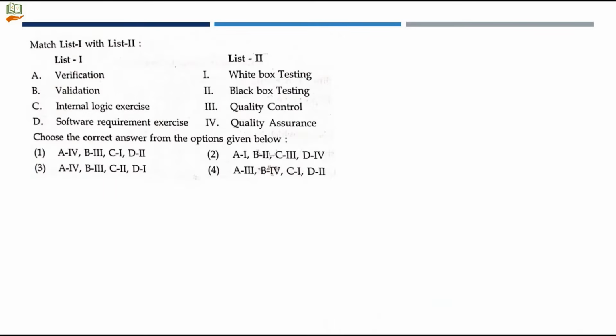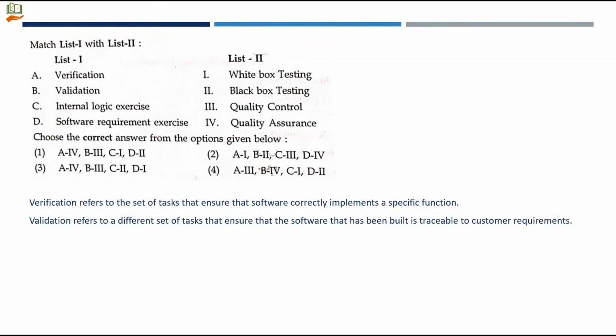Next question, match list 1 with list 2. What is verification? Verification refers to the set of tasks that ensure that software correctly implements a specific function. What about validation? It refers to a different set of tasks that ensure that the software that has been built is traceable to customer requirements. Customer might have given you a set of requirements. We have to validate whether these requirements are fulfilled by the software. Whether it is working as per the specific function, or whether it is implementing the function, it is verification. Whether it is working as per the customer needs, it is validation.